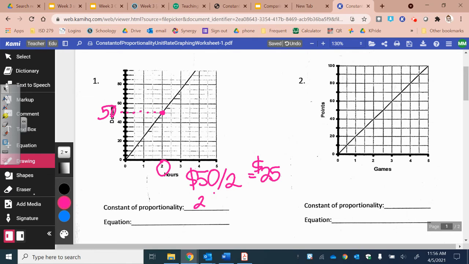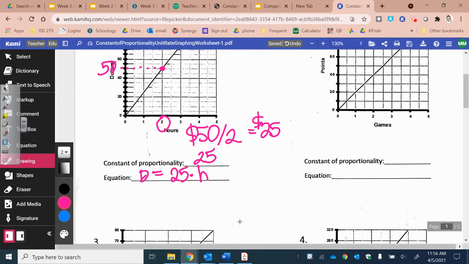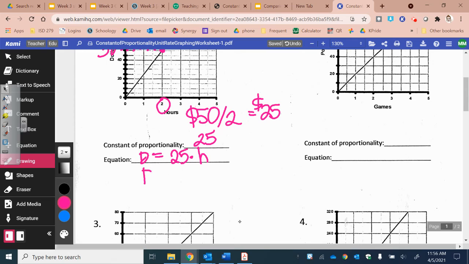So my constant of proportionality is 25, which means my equation is going to be, and you can choose whatever you want to choose for your letters, I'm going to choose D and H because we have dollars and hours. So my dollars equals 25 times my hours. And remember, you don't have to put that multiplication sign in between there. You could also write it like this, dollars equals 25H.